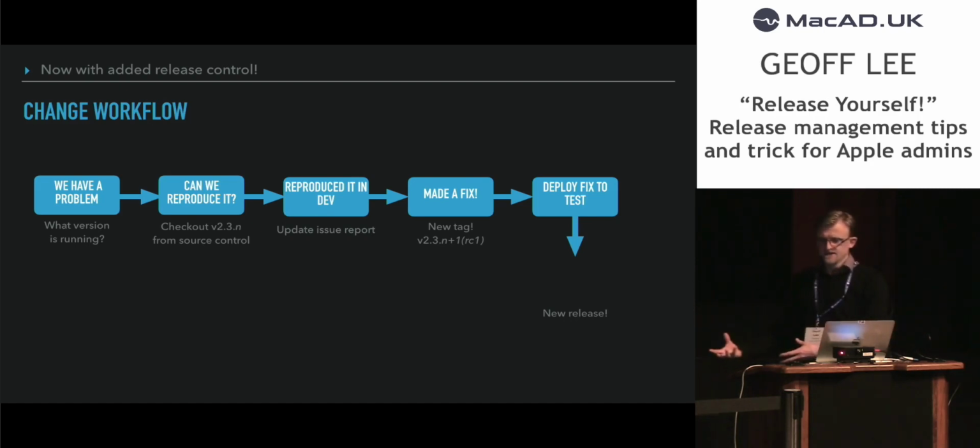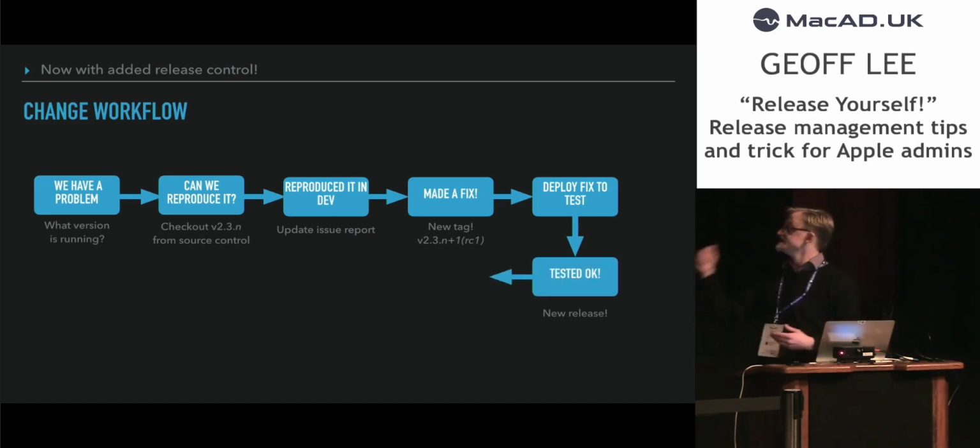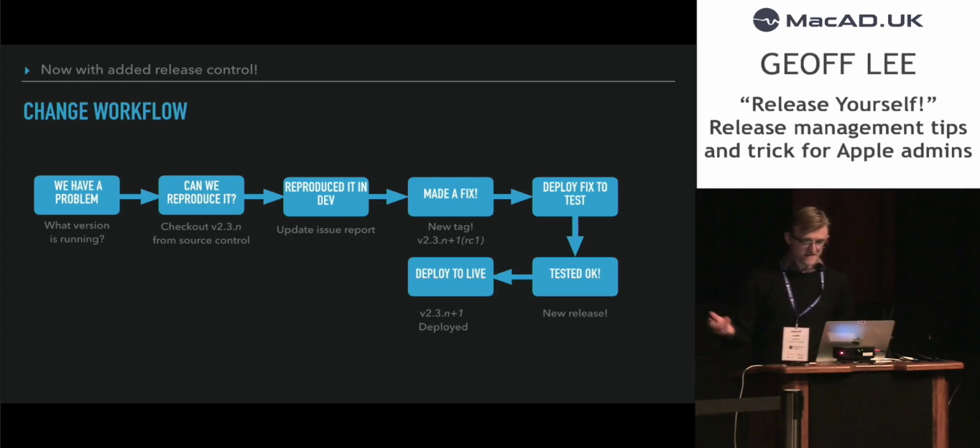So in our test environment, we don't have to copy and paste the fix from our development environment over to our test environment. We just go to our source control and we check out the tag that is our fixed version. It tested okay, cool. So now we make a new release. And the new release is going to be 2.3.n+1, assuming it hasn't made any incompatible changes, because that's how semantic versioning wants to work.